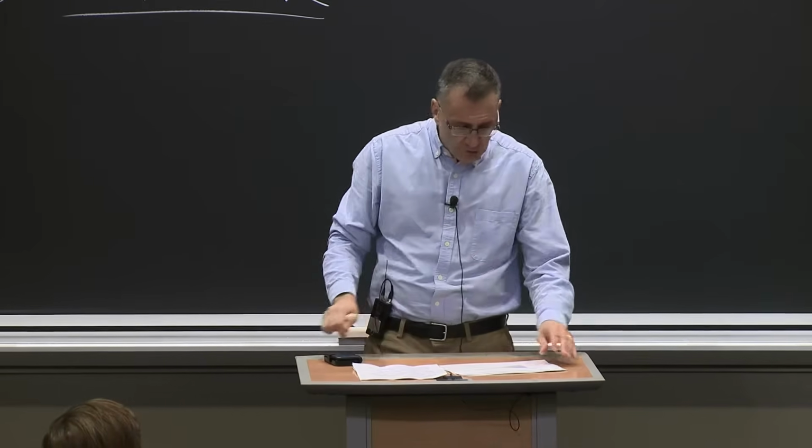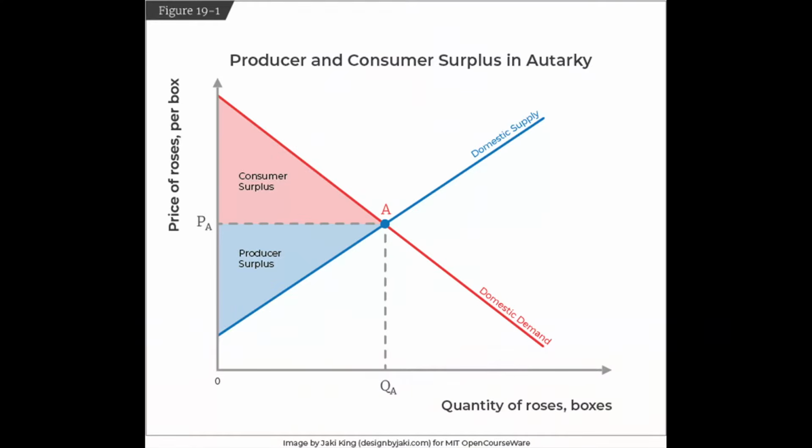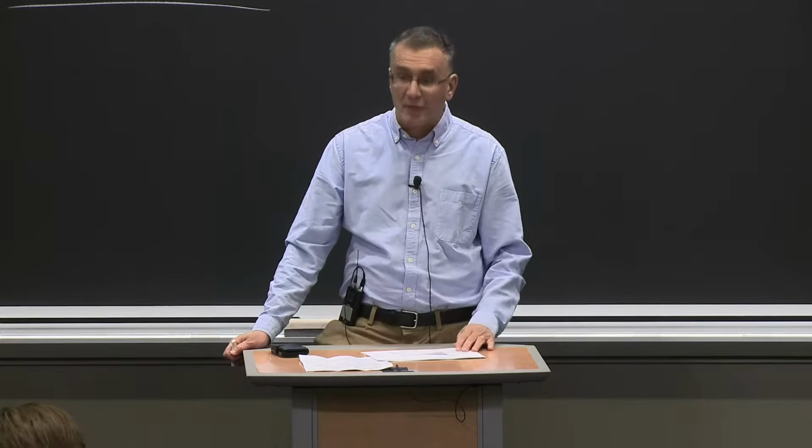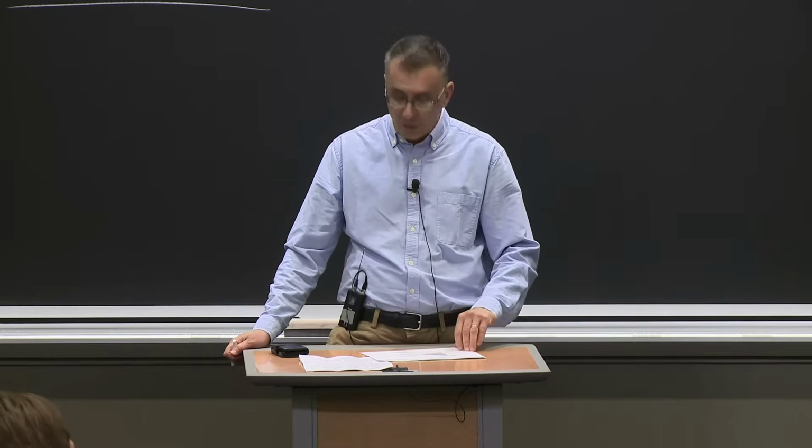Okay? So to consider that, let's go back to our example of roses and look at figure 19.1. Okay? We have here a simple representation of the domestic market for roses. Okay? You've got a supply curve and a demand curve. And you yield your consumer and producer surplus. Okay? So let's say this is for the US. You've got US supply of roses, US demand for roses, consumer and producer surplus.